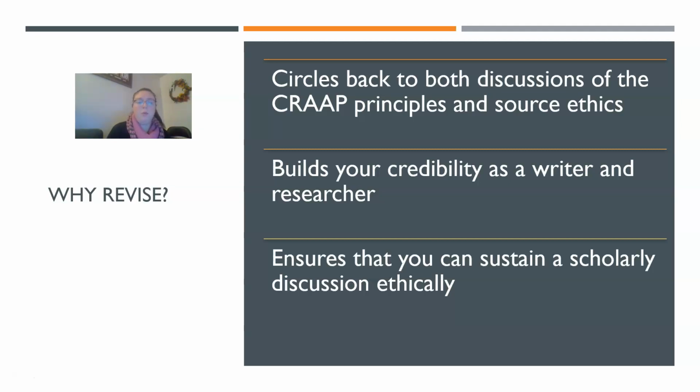Also, we revise because this builds credibility as a writer and as a researcher. Remember, Aristotle believes that ethos is driving the bus here, much to his chagrin, and much as he would hope that it would be logos. It is in fact ethos. And so when we can go through our own work and ensure that we are representing the words of others accurately and honestly, we are building a trustworthy rapport with our readers.